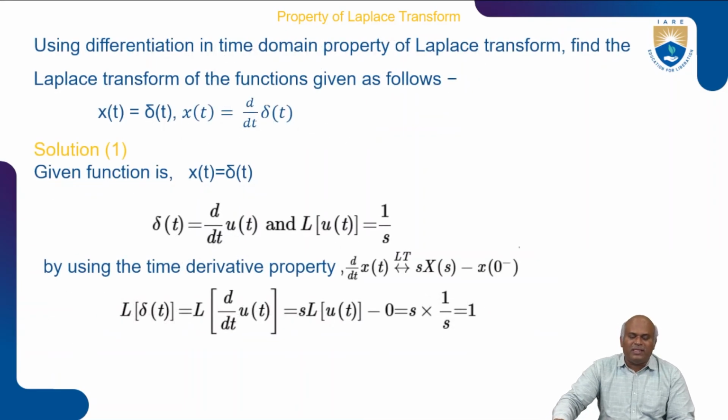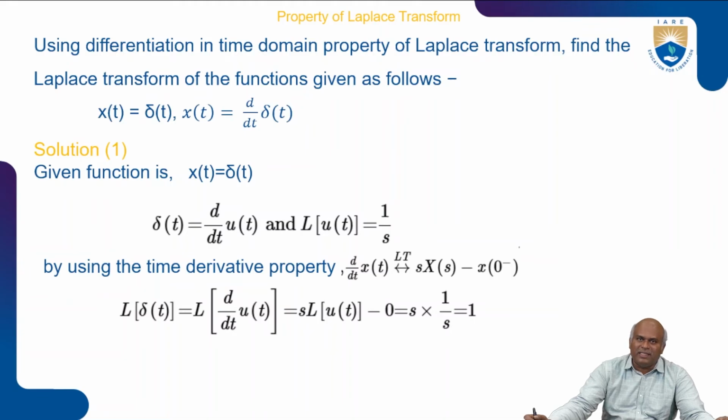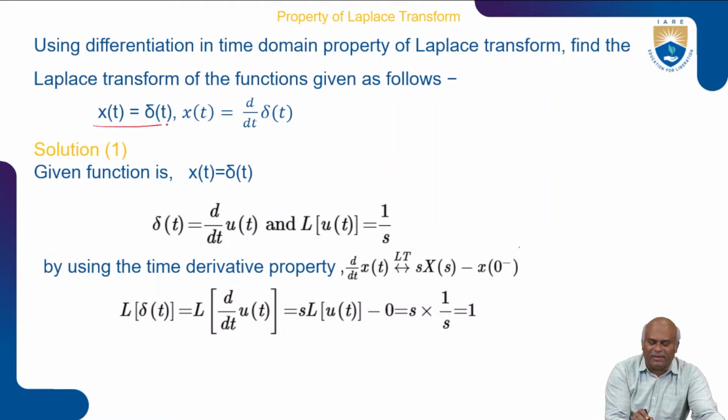Based on this, I take an example. Using the differentiation in time domain property of the Laplace transform, find the Laplace transform of the function given as follows. x of t is equal to del of t, which we take. Then again I take x of t as d by dt del of t. First we should find the Laplace transform of x of t equal to del of t. This is the first sum I take.